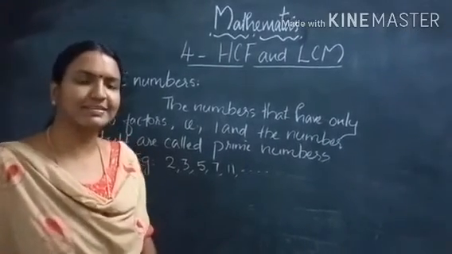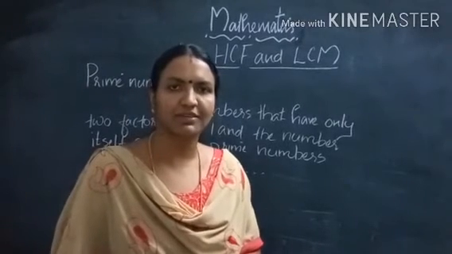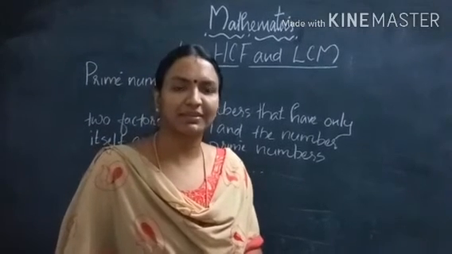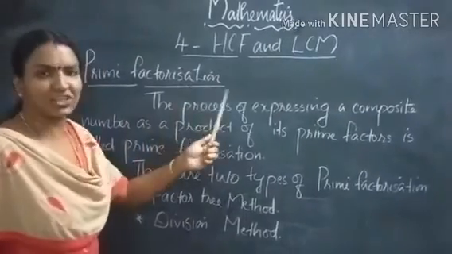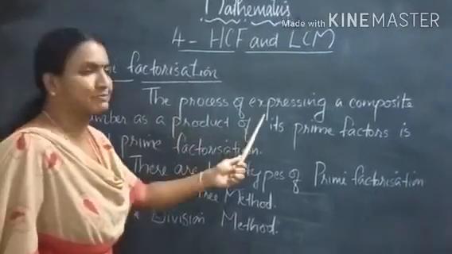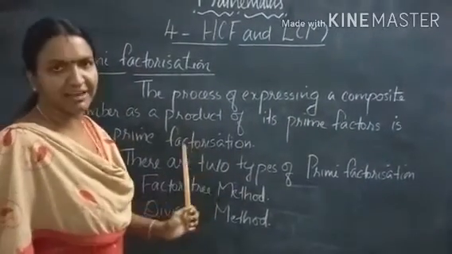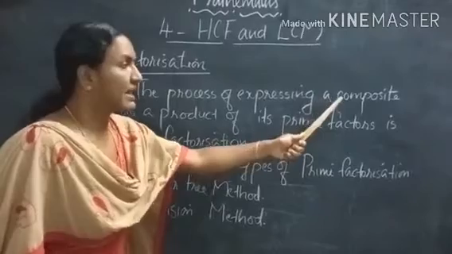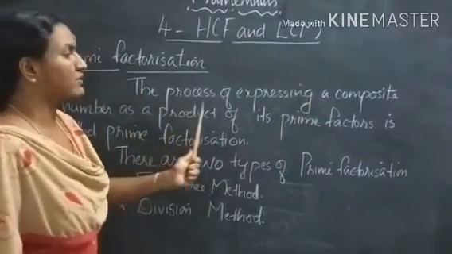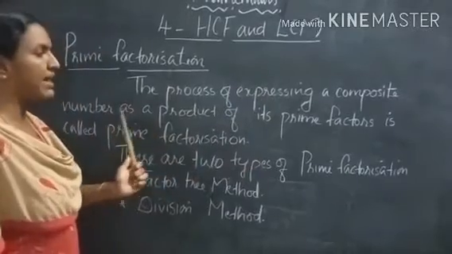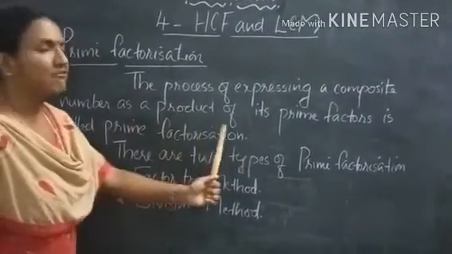Now, we shall discuss prime factorization. There are two types of prime factorization methods. The first one is the factor tree method and the second one is the division method. Prime factorization is the process of expressing a composite number as a product of its prime factors. What is a composite number? The numbers that have more than two factors.